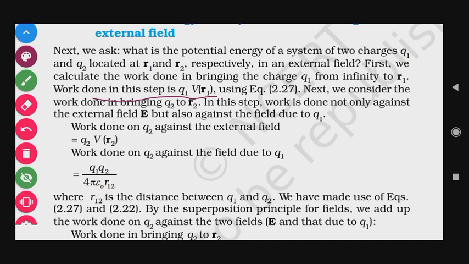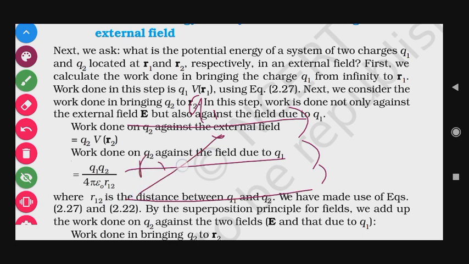Next we consider the work done in bringing q2 to r2. Our first charge has been brought, now we'll bring the next charge, q2. You'll see that for this q2 charge we have to do work against two sources. I have to do work against the external electric field for bringing the charge q2 to this r2 position, and also the first charge will have a potential at this point, so I have to do work against that electric field also.